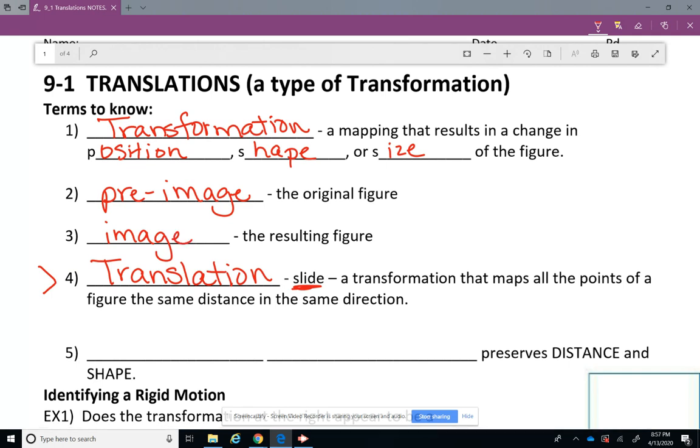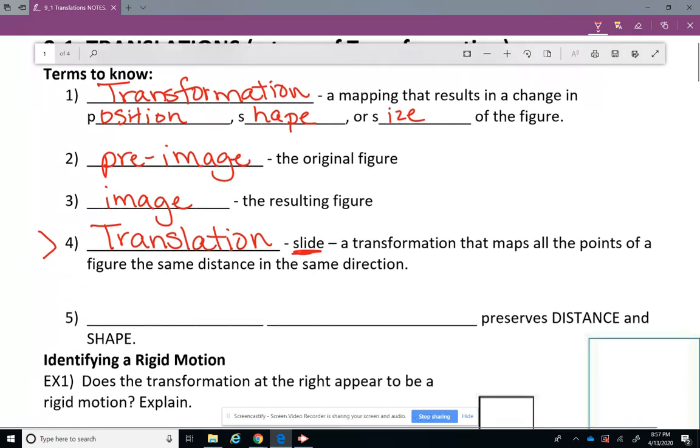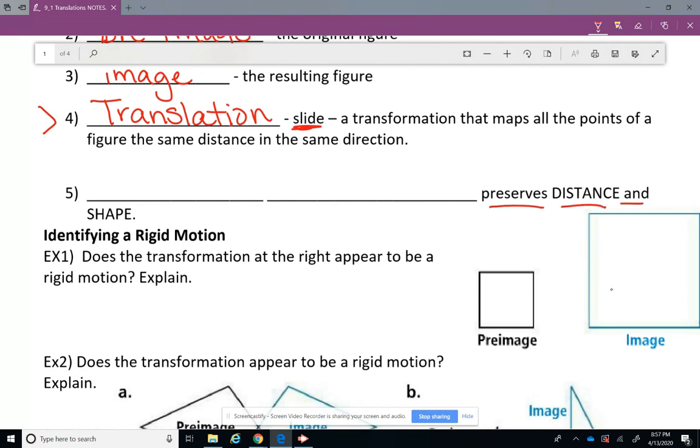And to preserve distance means that the distance between any 2 points of the image is the same as the distance between the corresponding points of the pre-image. To preserve angles means that the angles of the image have the same angle measure as the corresponding angles of the pre-image. A transformation that preserves distance and shape is called a rigid motion.